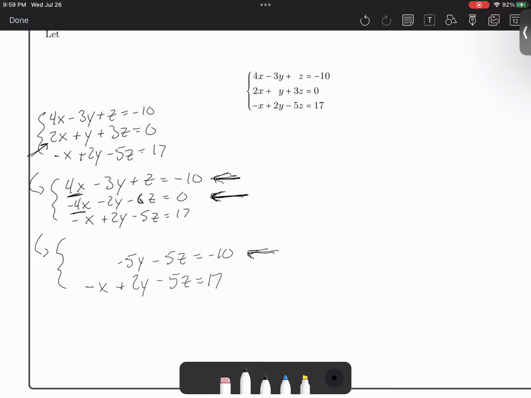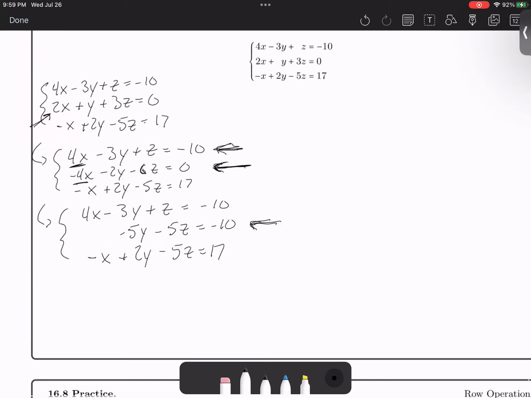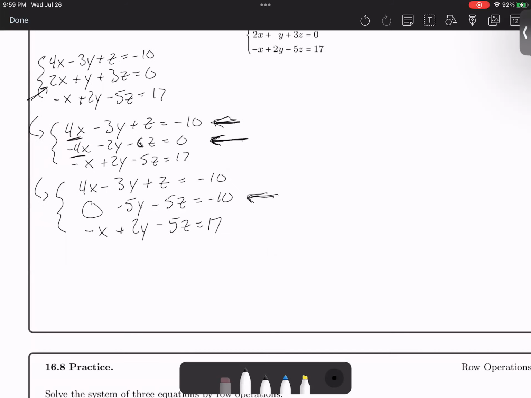All right, now I need to write down the information present in my first equation. 4x minus 3y plus z is equal to minus 10. Okay, so we've cleared out that spot. That's good news. That's exactly what we wanted. I now want to clear out that x value. So I can't use my second equation. There's no x's there. So we use my first equation.